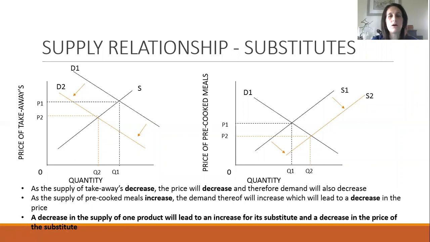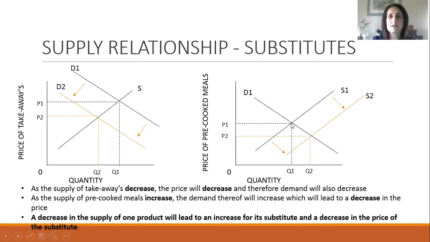But now we are unable to buy that product. So the supply of that product has decreased, and therefore the demand for that product has decreased. We still want to buy it, but we can't, so there's no demand for takeaways at the moment. And that leads to a decrease in the price of that product as well.